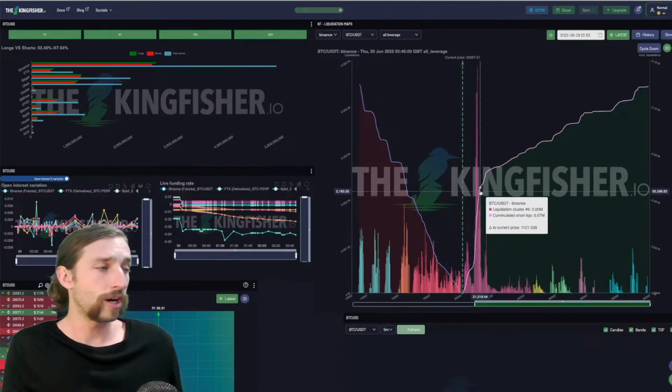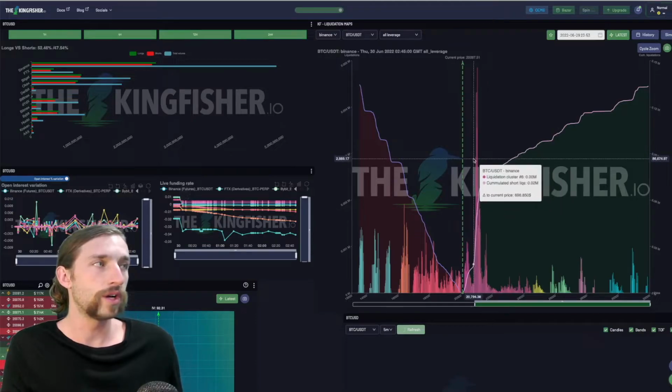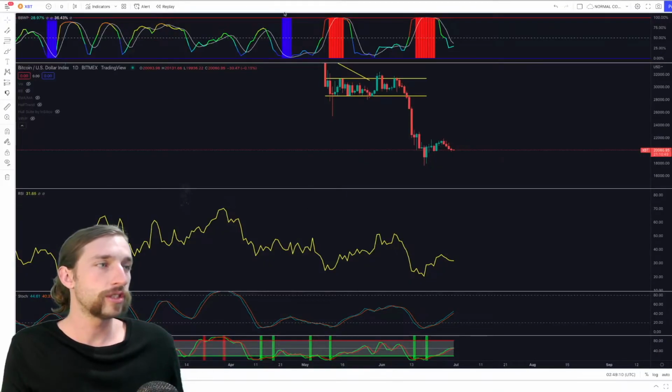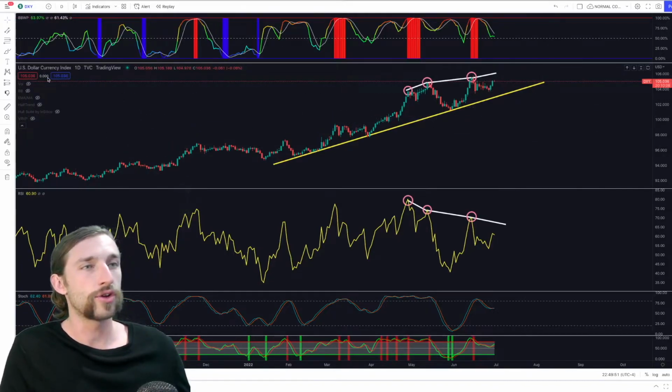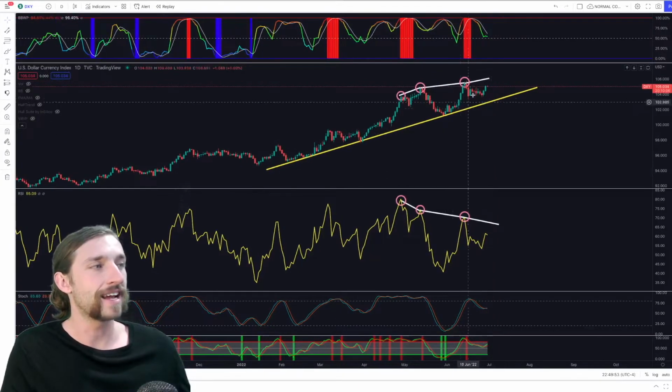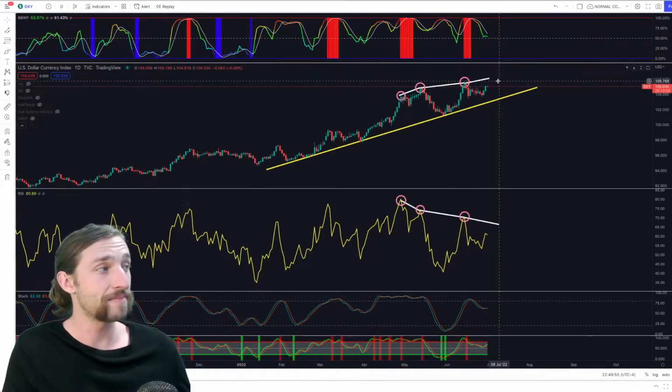Some sharp and hard price action moving up to the 21k area would liquidate a lot of positions. Something not so bullish for Bitcoin and most tradable assets is the dollar. So the DXY, the US dollar currency index, you can see that it is charging up and trying to make new highs.